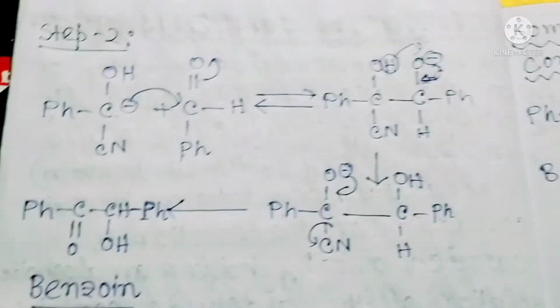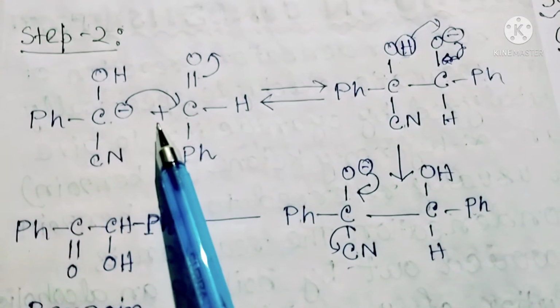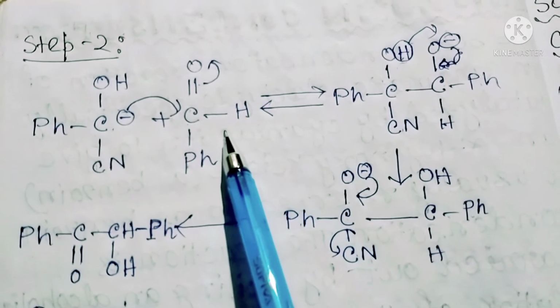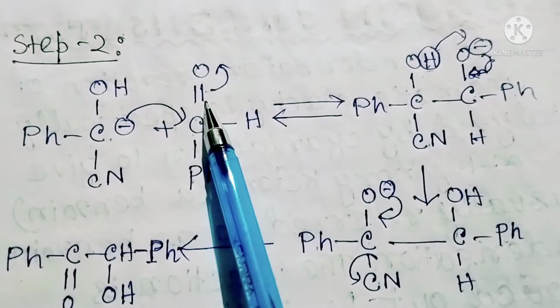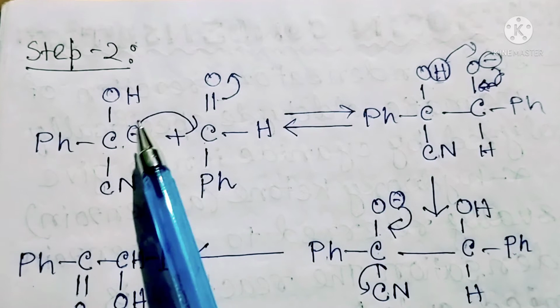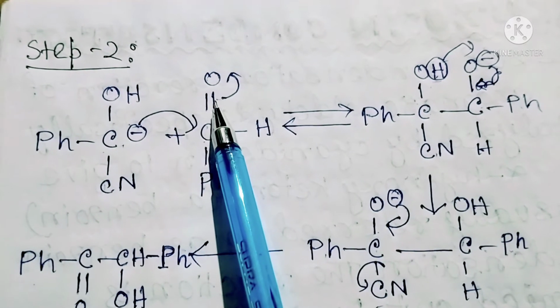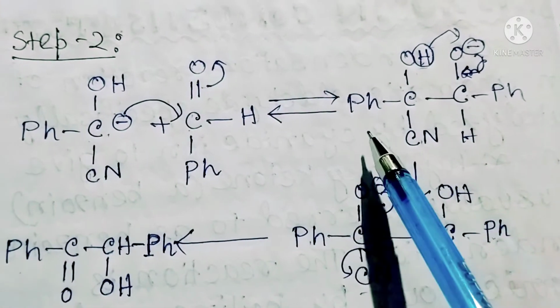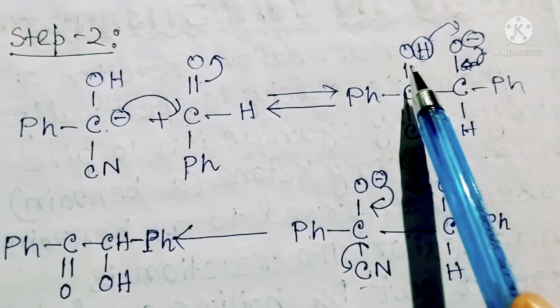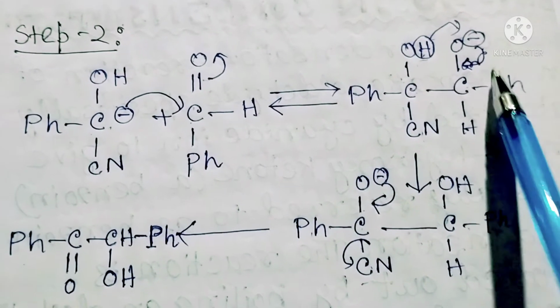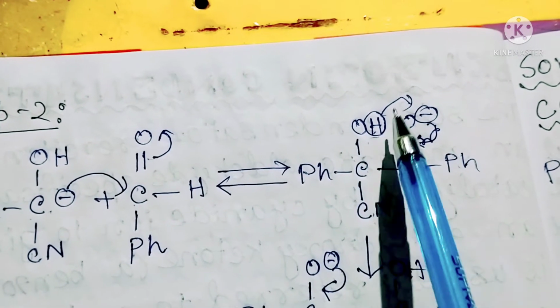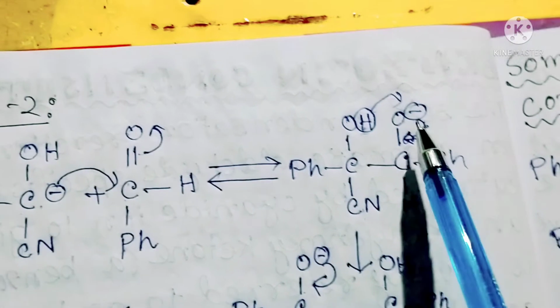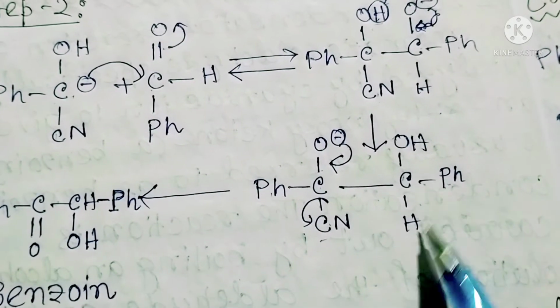So students, in step 2 we take PhC(OH)CN minus and another molecule of benzaldehyde, PhCHO. Now this negative charge attacks this carbonyl carbon and this bond shifts from here to here. As a result we get PhC(CN)(OH)-CH(O-)Ph. Now this acidic hydrogen shifts from here to here, and as a result we get PhC(CN)(O-)-CH(OH)Ph.